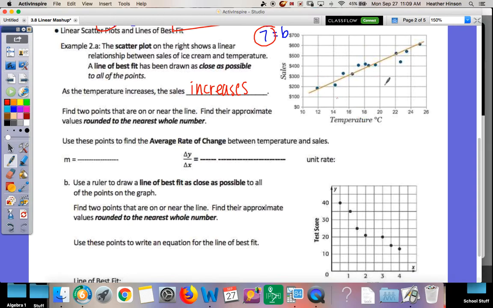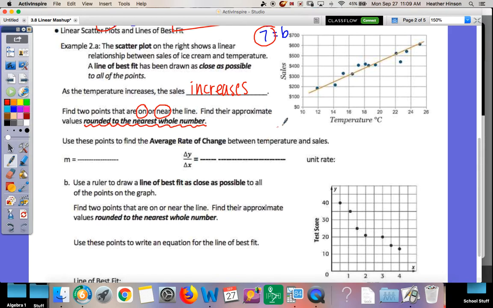So because all these points are just scattered everywhere, they don't really make a great line, we just find 2 points and we're going to use those to get an approximate equation. Your equation is not going to be perfect, but we're going to get it as close to perfect as possible. So we want to find 2 points that are on the line or super close to the line. And we don't have to worry about decimals or anything. We're just going to round these to the nearest whole number.